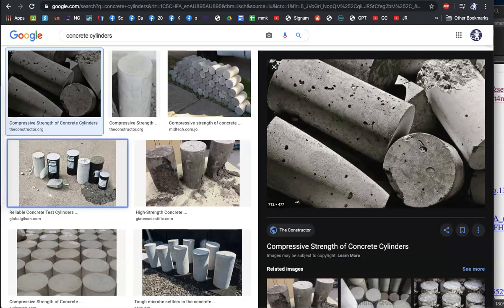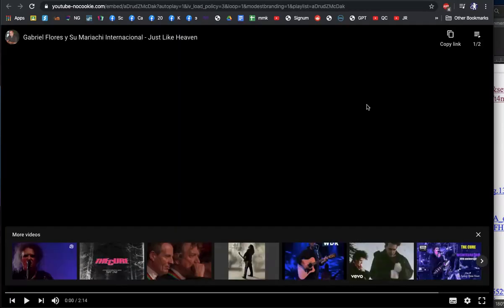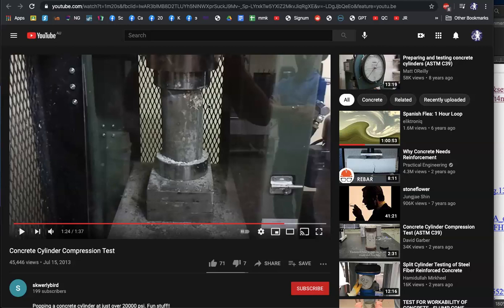We cast concrete cylinders. When George pulls up on site, I pour some concrete into a cylinder and I test them. We're going to talk about curing in a second. What those cylinders look like is a bit like this.